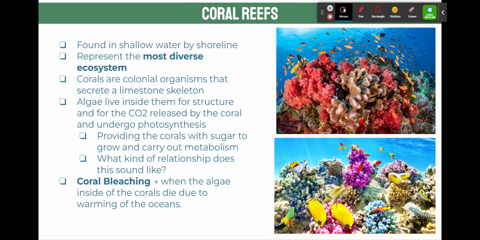Now we have coral reefs, another incredibly endangered biome due to ocean warming and ocean acidification. Again, we'll learn about this later this year. They're found in shallow waters by the shoreline. They represent the most diverse ecosystem. Corals are colonial organisms that secrete a limestone skeleton, and algae live inside them for structure and the CO2 released by the coral. We're going to learn a little bit more about coral bleaching later this year.